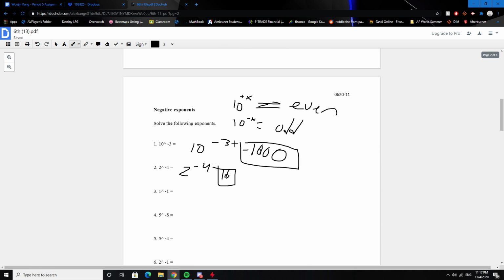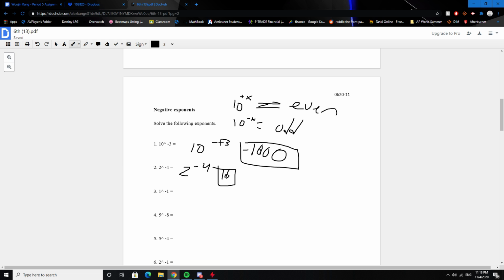Continuing here, negative exponents. This is actually one of the easiest concepts in exponents, at least in my opinion, because it's so easy to remember. It's just two things I've got to remember. If your exponent is an even number, the answer will be positive, no matter what. If your exponent is a negative number and is also odd, that means your answer will be negative.